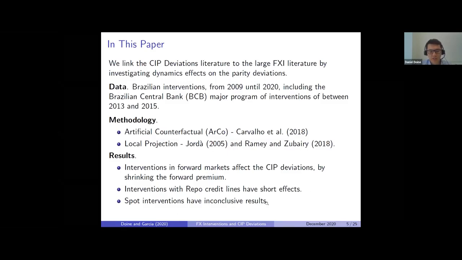Okay, we have also investigated some effects of repo credit lines. This is another kind of intervention, and we have some results in the local projection showing the effects, but these are short-term effects. Okay, it's not big and long-lasting as in the program. And in the spot interventions, we have some inconclusive results, but we are still working on that. We maybe have some issues with the sample that I will point out next.